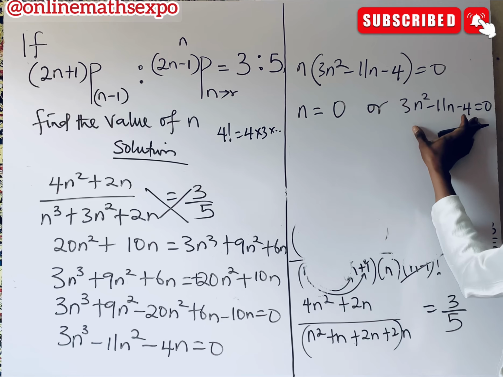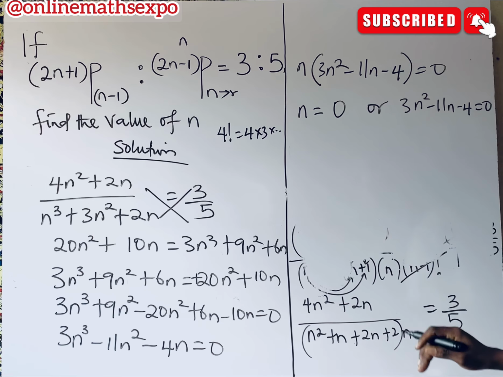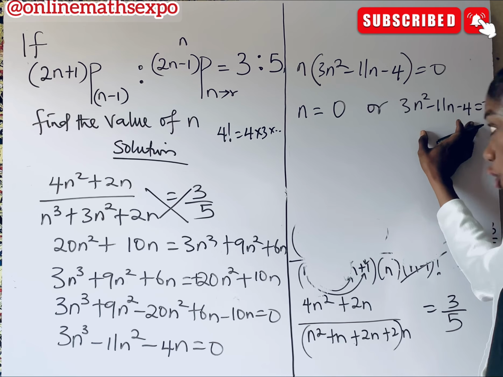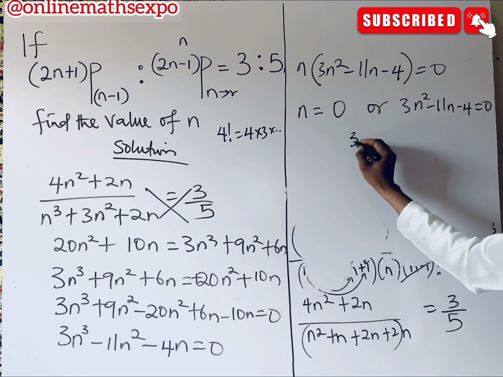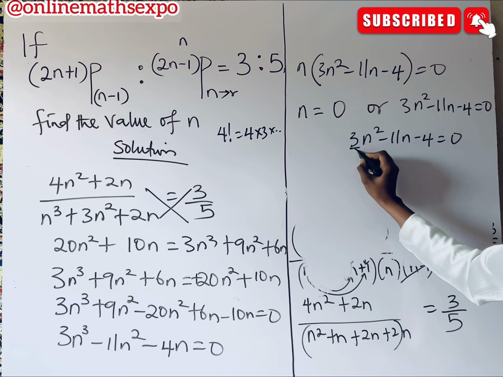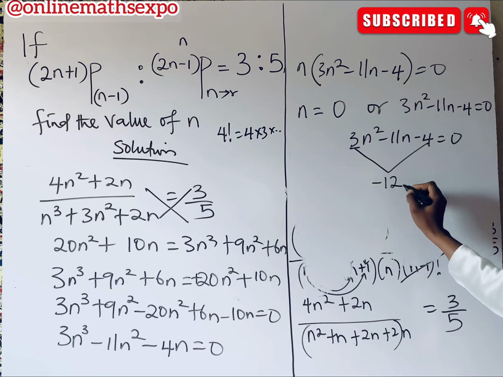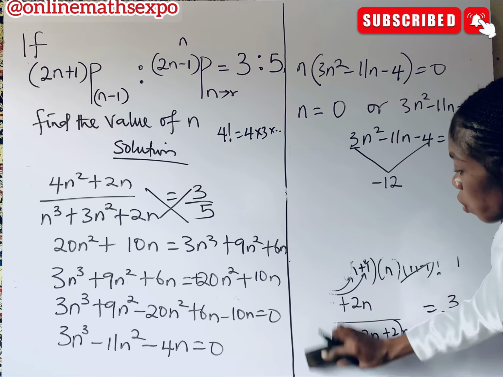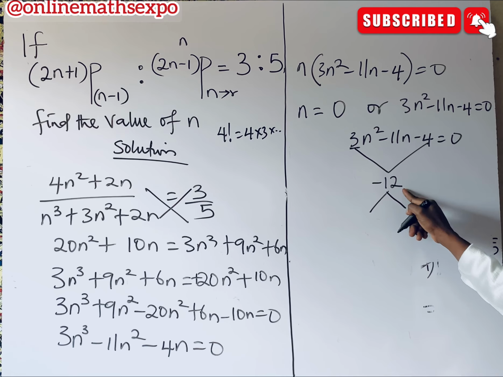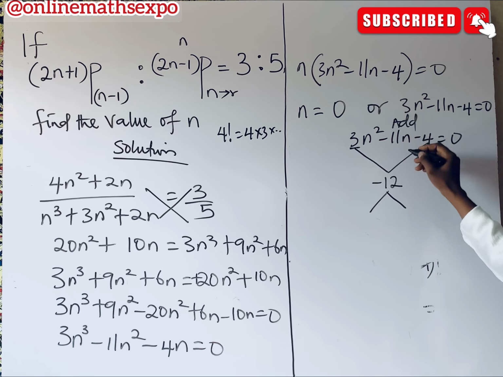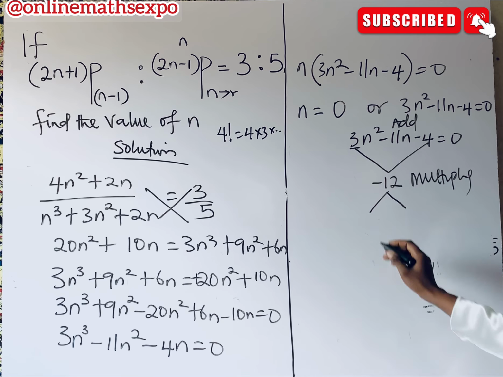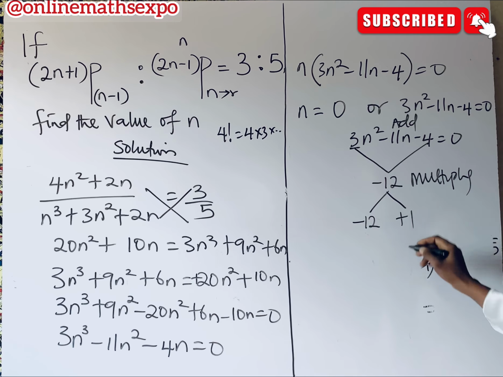So let's solve this. This is now quadratic because the highest power is 2. You can use any method, but we're using the factoring method. So in this case, we have 3n squared minus 11n minus 4 is 0. Multiply these to get negative 12. What two numbers which are factors of 12 can you multiply to give you this, and when you add them, it gives you negative 11? Those numbers are negative 12 and positive 1.